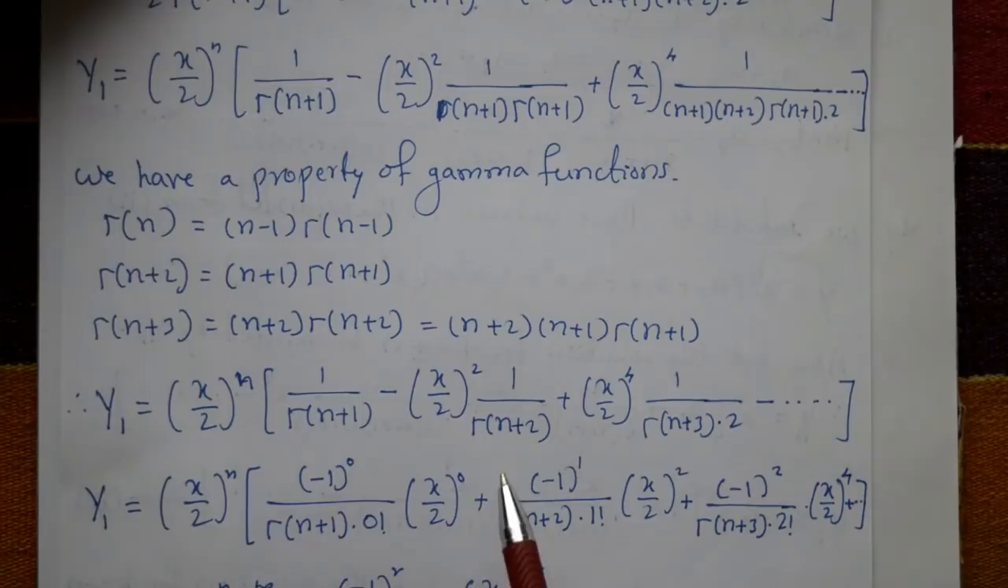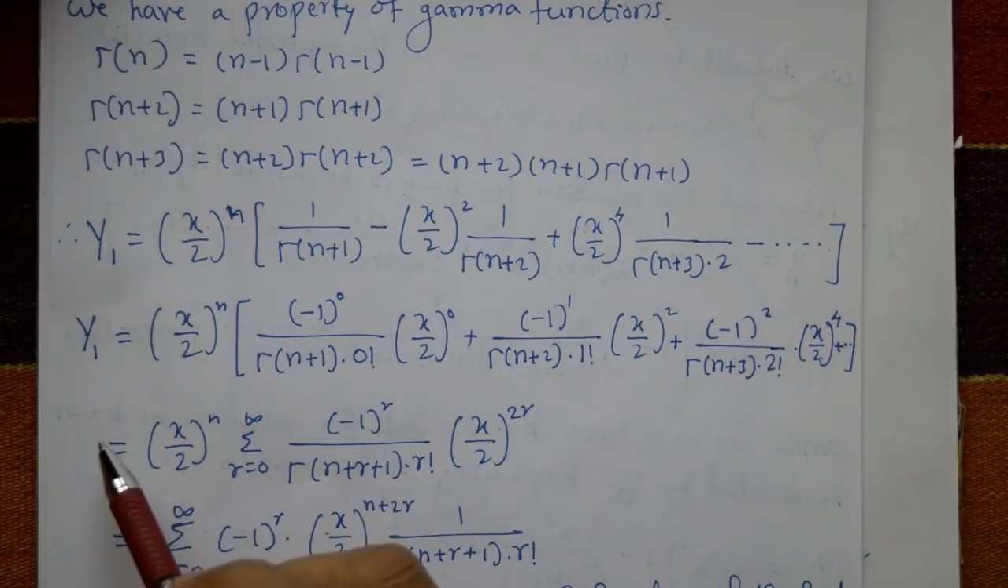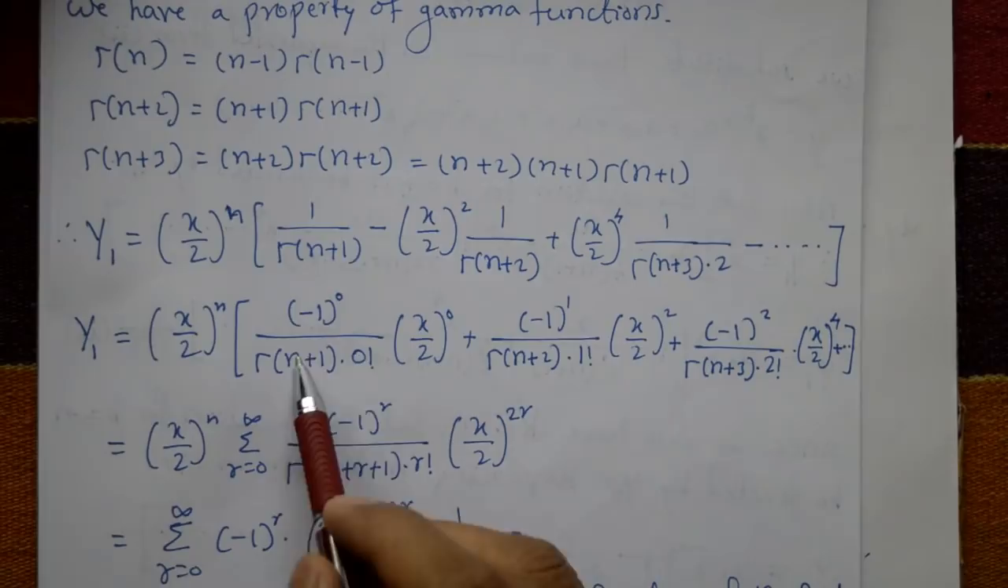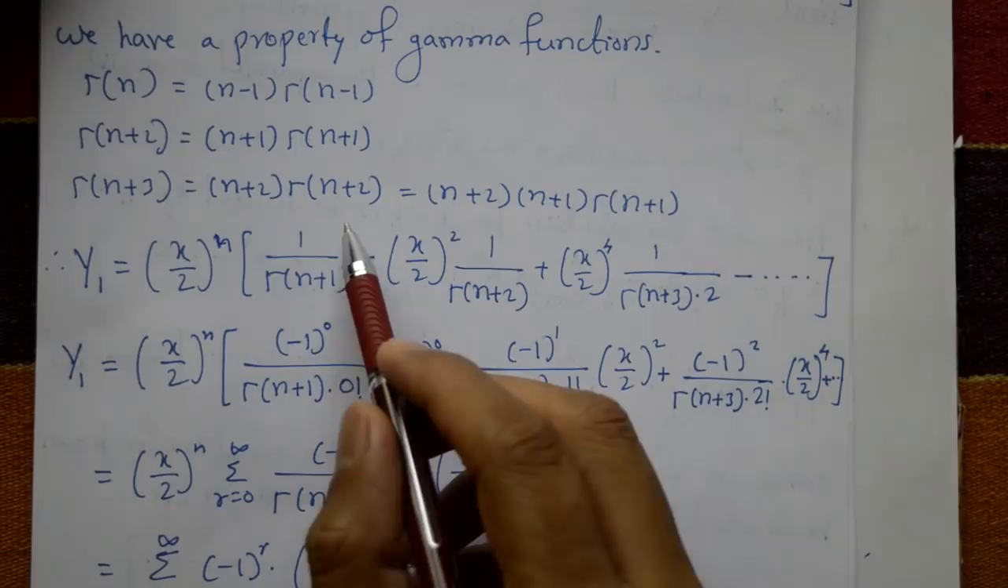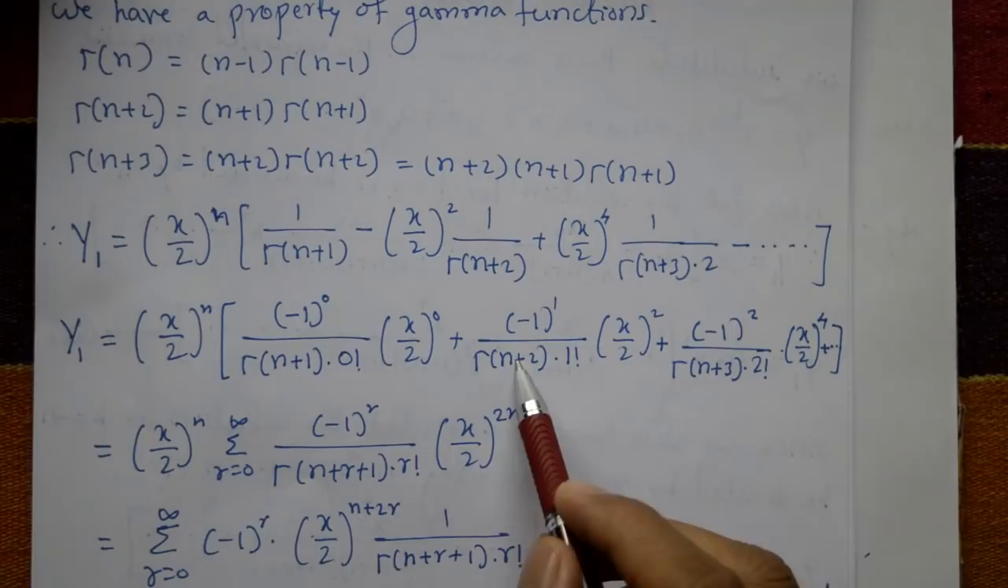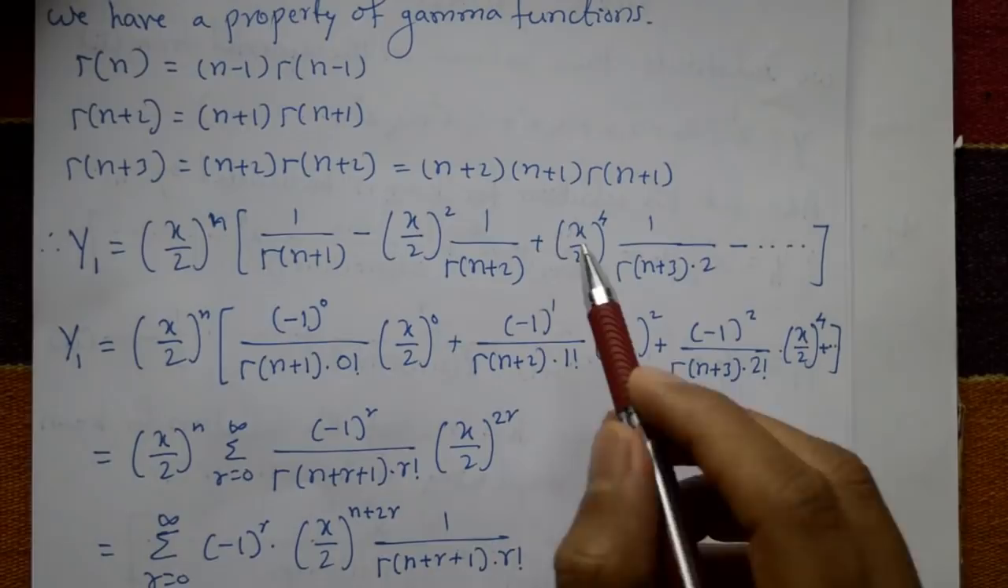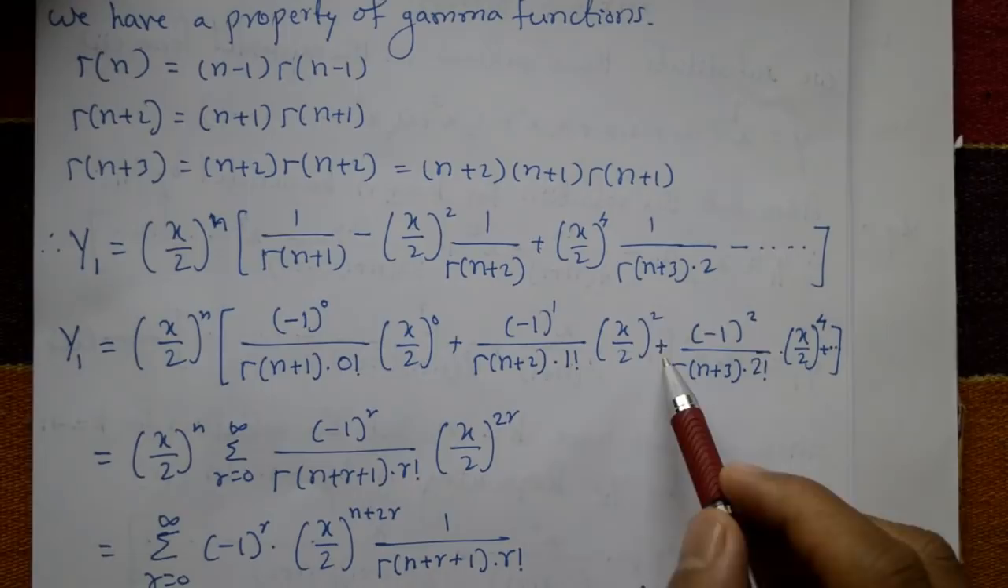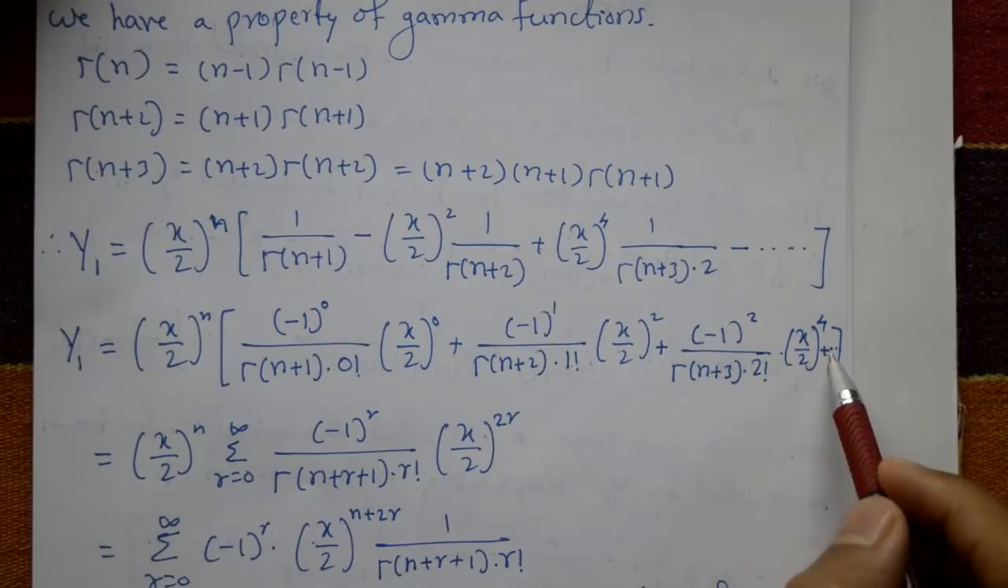Now x by 2 raised to n. Now minus 1 raised to 0 is 1 only, gamma n plus 1, 0 factorial is 1 only, and x by 2 raised to 0 is also 1. Now take plus. The next step is minus 1 raised to 1, a minus sign, 1 upon gamma of n plus 2, 1 factorial is 1 only, and this is x by 2 whole square. Now plus, minus 1 whole square is a plus sign only, 1 upon gamma of n plus 3, 2 factorial means 2 only, x by 2 whole raised to 4, plus so on.